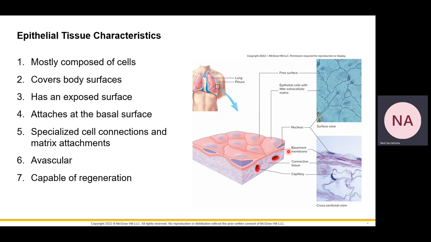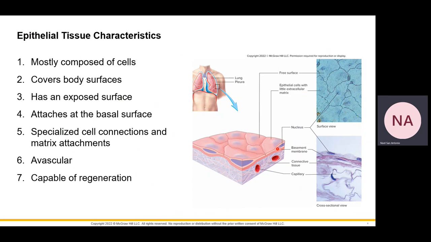Okay? So the basal surface is attached to an underlying tissue. And most of the time, that underlying tissue is called a basement membrane. Okay? And since the cells are tightly packed in epithelial tissue, it has special cell connections and matrix attachments, meaning the cell-to-cell connections and those attachments to the matrix that we will be discussing later in detail.